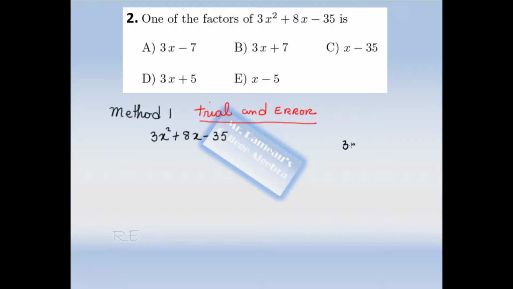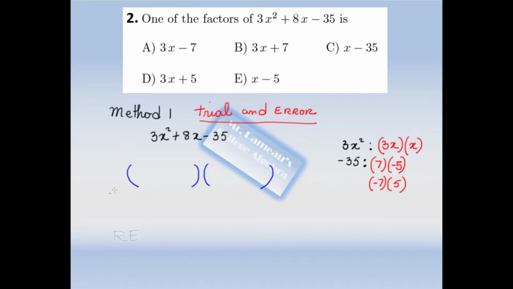The first method we're going to use is the factorization method by trial and error. 3x squared can only be 3x times x because 3 is prime. Negative 35 can be positive 7 times negative 5, or negative 7 times positive 5. We're not going to consider 1 and 35 because there's no way we're going to get 8 as a sum, even with different signs. So 3x squared can be 3x times x.